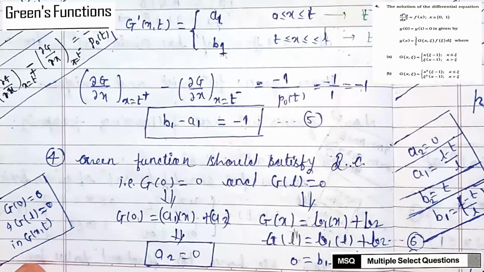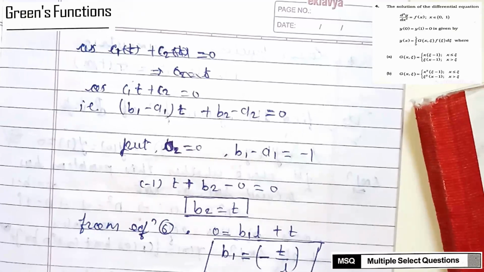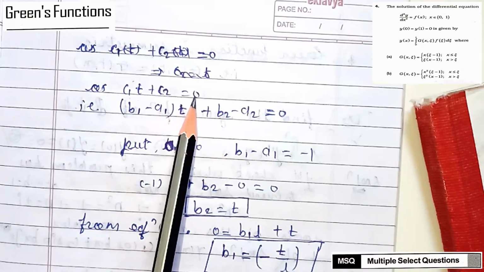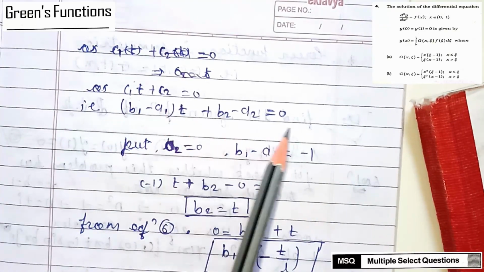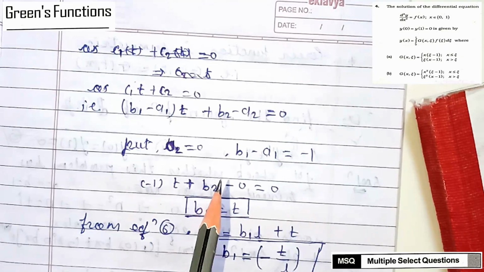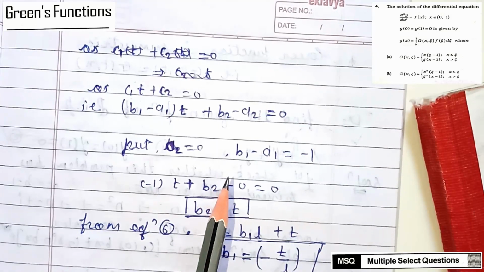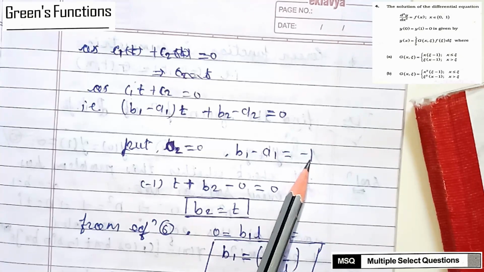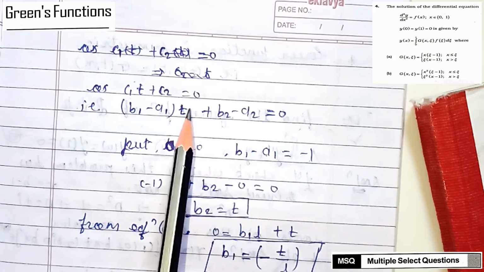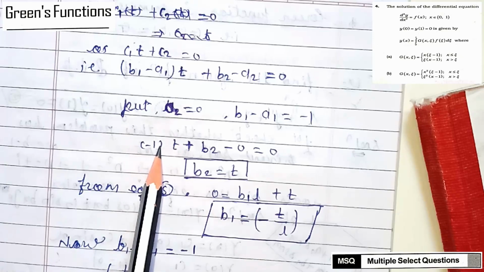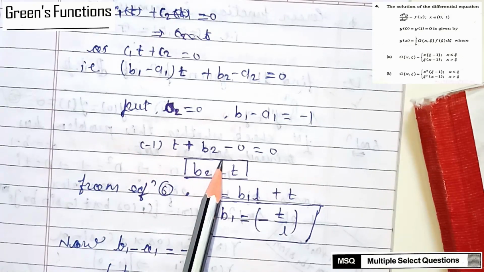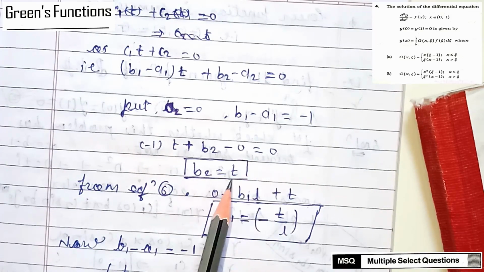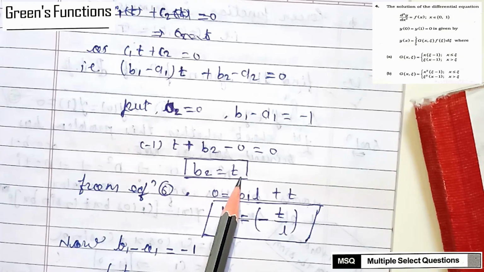In our second condition we have c1 t plus c2 is equal to 0, that means (b1 minus a1) t plus (b2 minus a2) is equal to 0. Now as we have a2 equal to 0, and b1 minus a1 equal to minus 1, which we got in our previous condition, put it here. So we'll get (b1 minus a1), minus 1, into t plus b2 minus a2 equal to 0, so b2 I got the value t here. Okay, b2 is t.